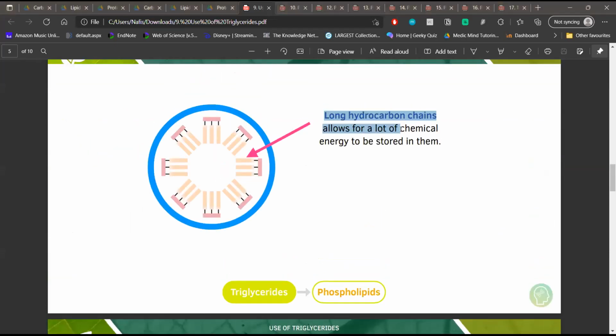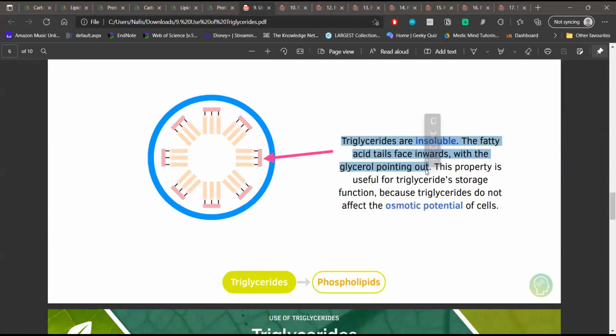Long chain hydrocarbons allow for a lot of chemical energy to be stored within them. Triglycerides are completely insoluble, so the fatty acid tails face inwards with the glycerol pointing outwards. This property is useful for triglyceride storage function because they do not affect the osmotic potential of the cell.